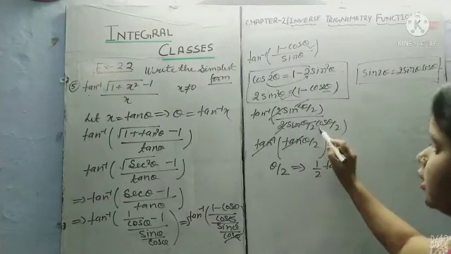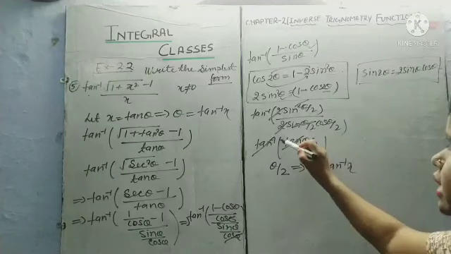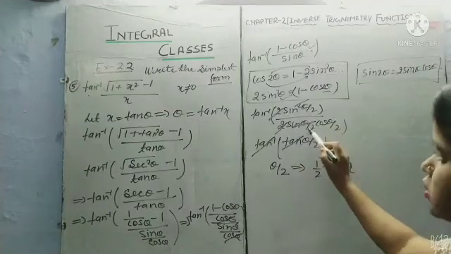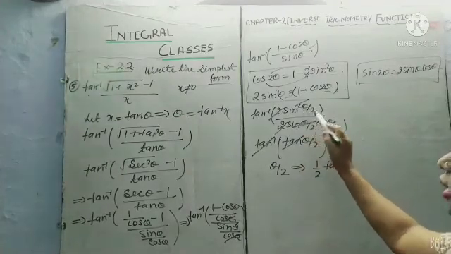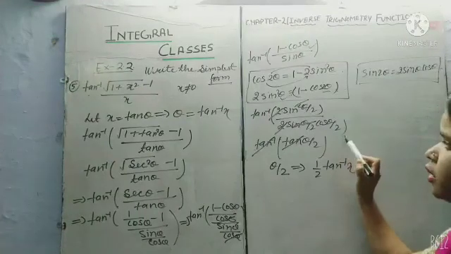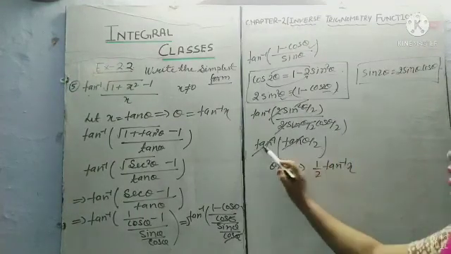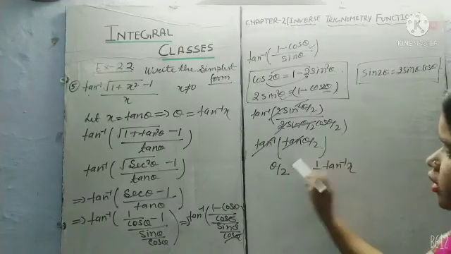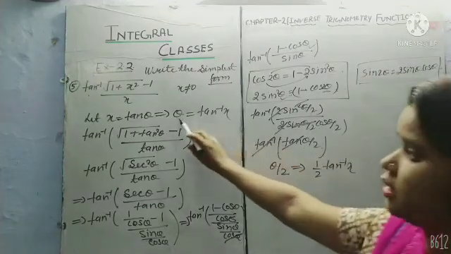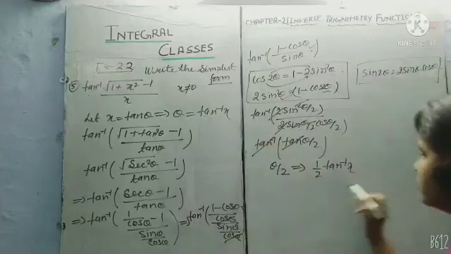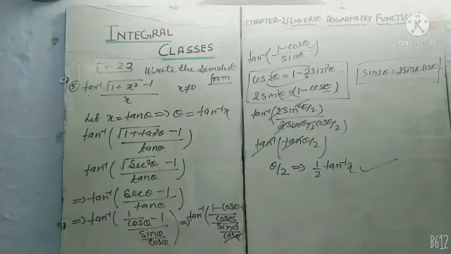So 2 sin theta by 2 cos theta by 2, the 2 is cancelled, sin theta by 2 is cancelled, it will become sin theta by 2 upon cos theta by 2. We know that sin theta upon cos theta is tan theta by 2. Tan inverse and tan are cancelled to each other. Now theta by 2, we will replace theta with tan inverse x. So the answer is 1 by 2 tan inverse x.